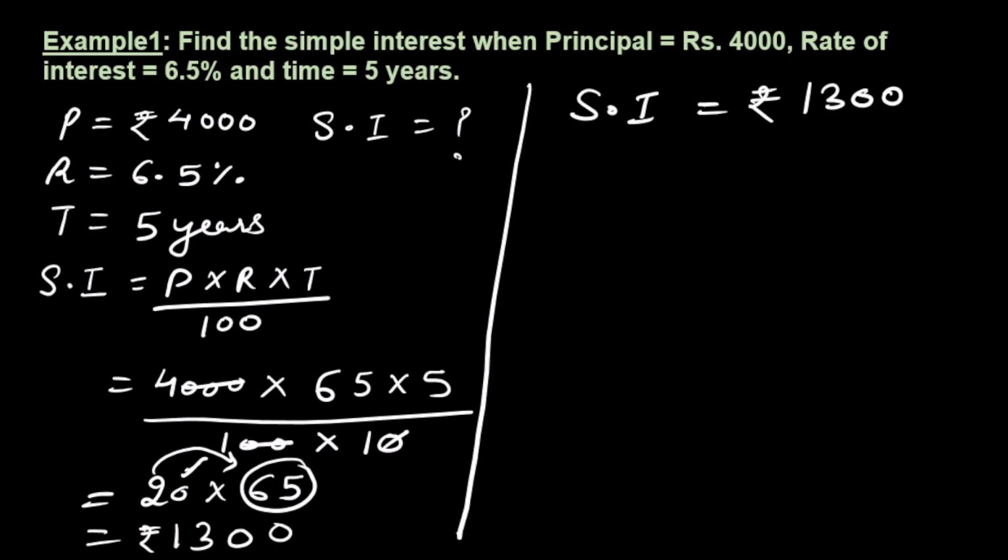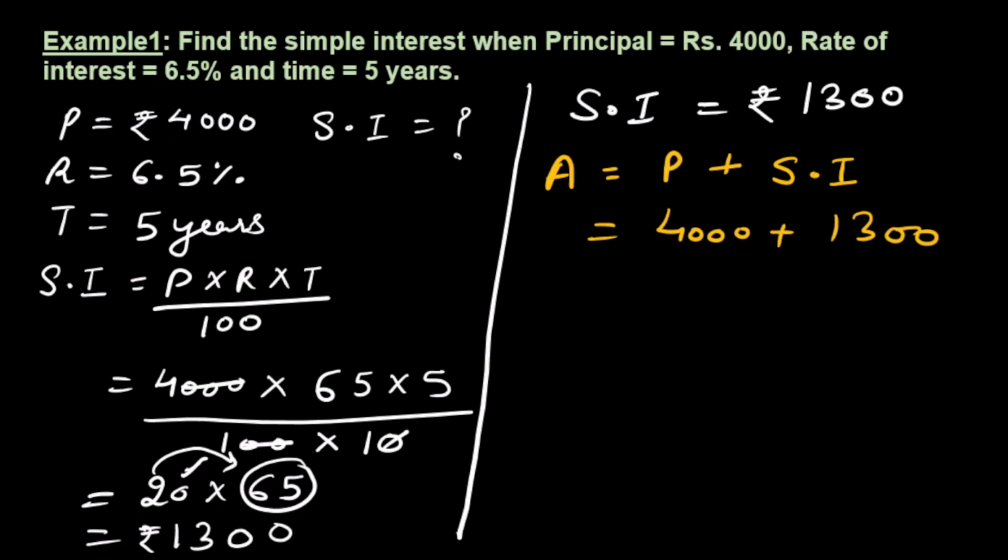Now, in this question they only ask for simple interest, but in addition, if they ask what is the total amount the person has to pay after 5 years, then we can find A using this formula: P plus I, or P plus SI you can write. So the amount which the person has to pay after 5 years is P plus SI. P is 4000, SI we calculated as 1300. We can add this: 0 plus 0, 0 plus 0, 3. So this will be 5300. This is the amount the person has to pay at the end of 5 years.